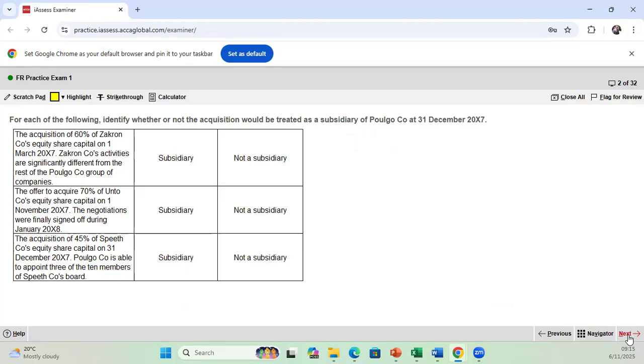Then for each of the following, identify whether or not the acquisition would be treated as a subsidiary or not.